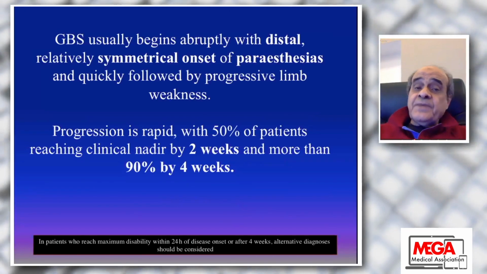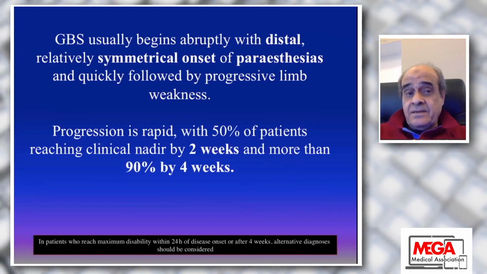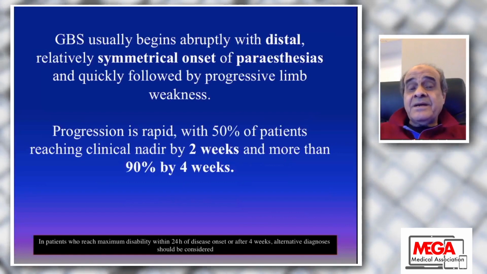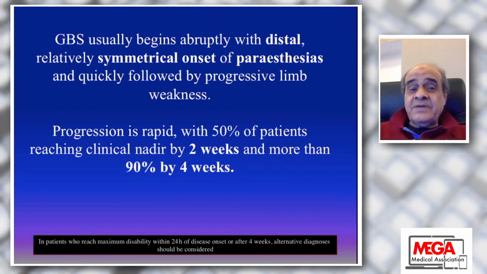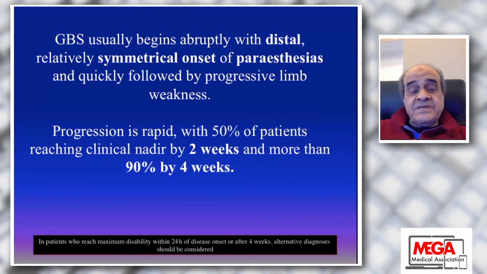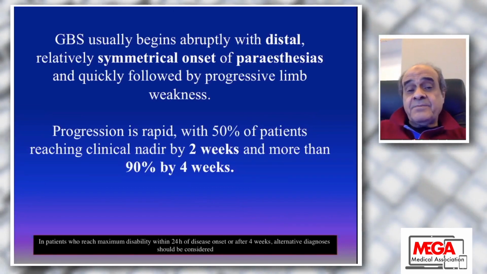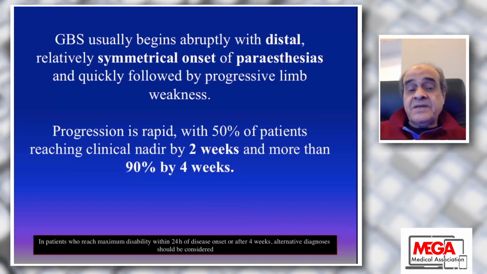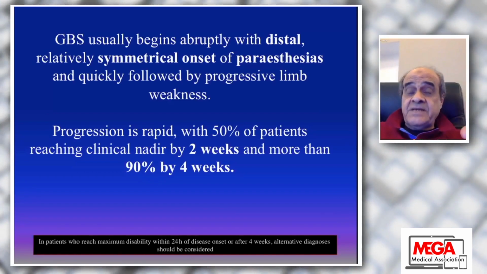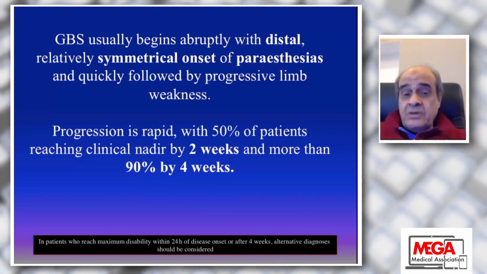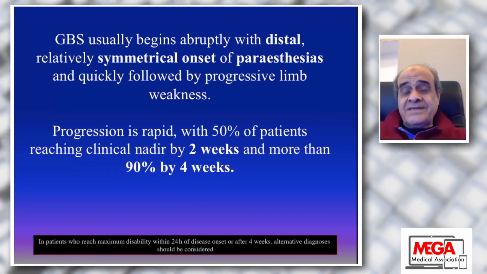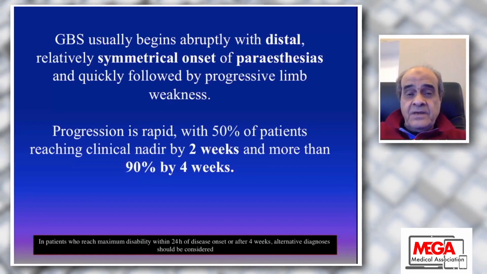Guillain-Barré syndrome usually begins abruptly, is distal and symmetrical in most cases, and starts with paresthesia quickly followed by progressive limb weakness. Progression is rapid, with 50% of patients reaching clinical nadir by 2 weeks and more than 90% by 4 weeks. If I find my patient developing weakness and paresthesia within 24 hours or after 4 weeks, this is not Guillain-Barré syndrome, and I have to search for another cause of the problem in such a patient.